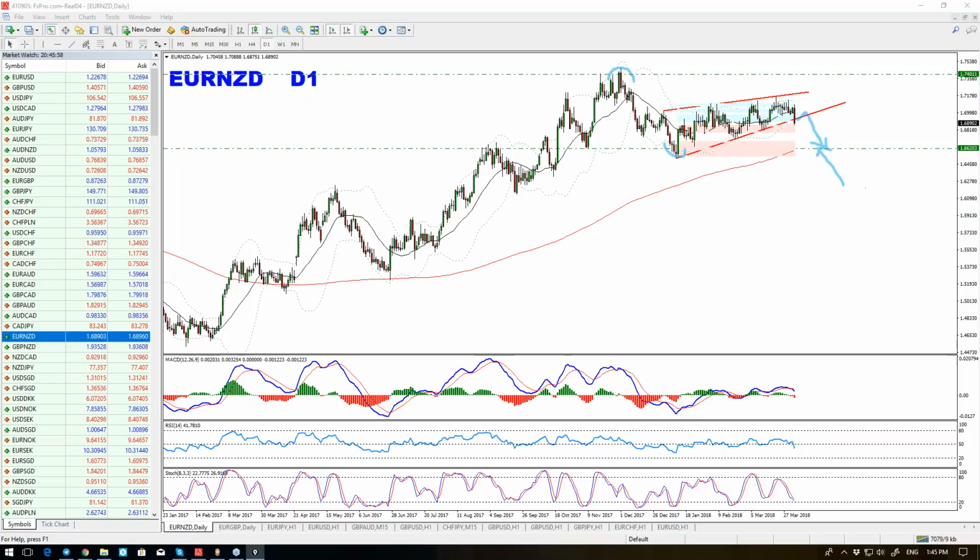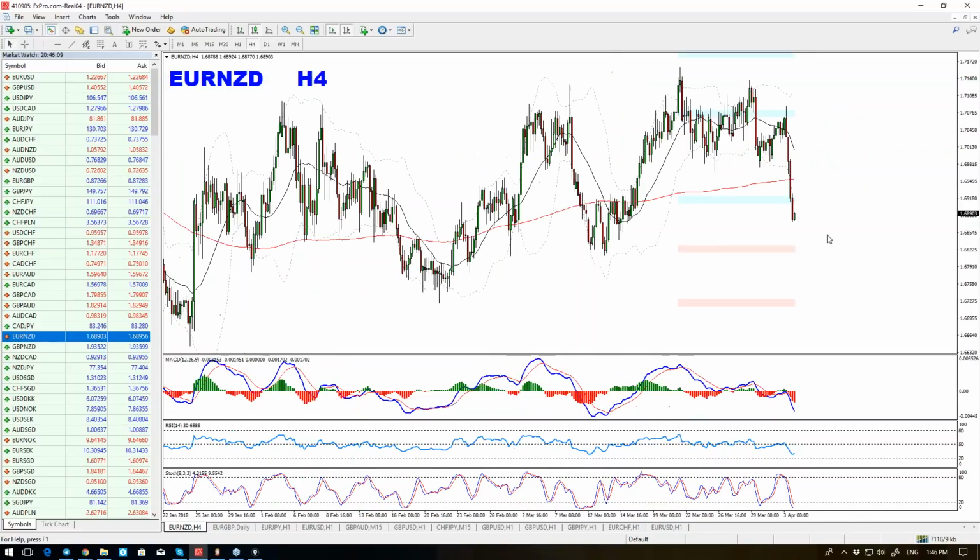Down to here. That's approximately the zone of 166. Okay? So that's for the Euro Kiwi. We will become bearish if we have this close, and that means we would be looking for rallies and sell. Two waves up, bearish hidden divergence, etc.